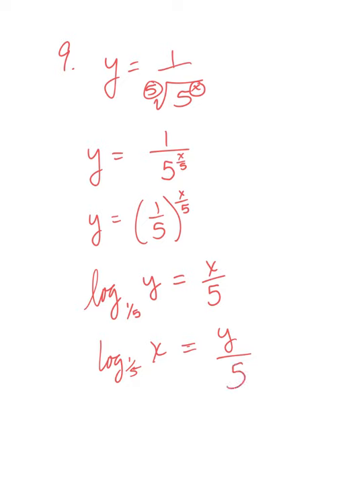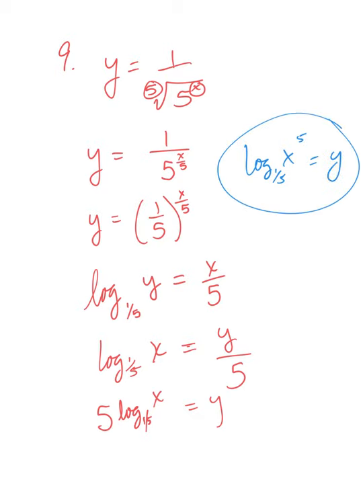Then you can multiply both sides by 5, so you can leave it like this, or you can leave it like this. Log base 1/5 of x to the 5th equals y. Either one of those answers is okay with me.